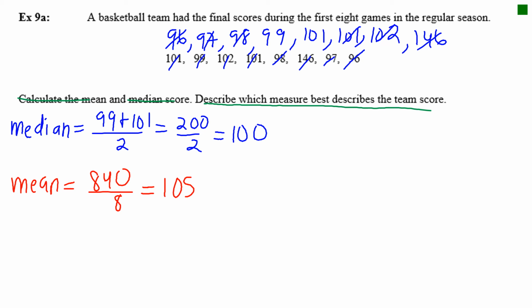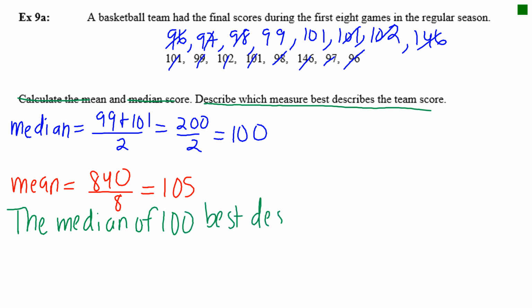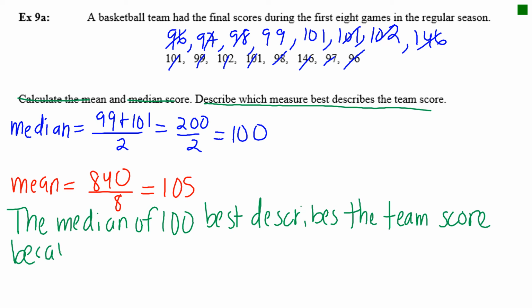Okay, so putting that in a sentence, the median of 100 best describes the team score because it is closer to what they normally score.